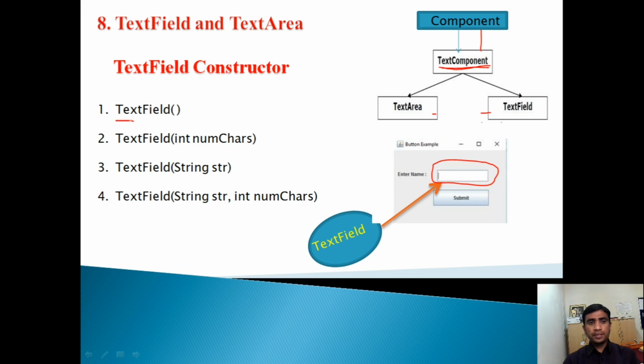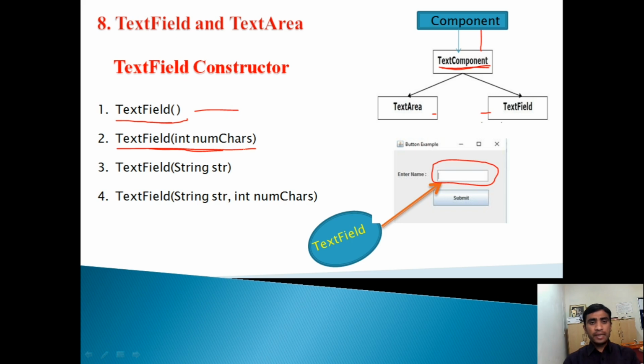The first constructor is TextField with empty brackets. This constructor will create a text field with an empty string, without any text, and there is a default size for the number of characters in the text field. The second TextField constructor will create a text field with empty characters, but this constructor specifies an int number of characters.